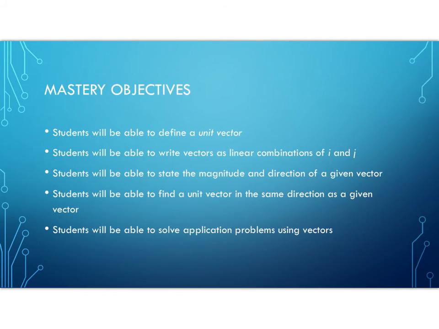So just as a wrap up, at this point you need to be able to tell me what a unit vector is. You need to be able to know what I'm asking for if I ask you to write a vector as a linear combination of i and j. You need to be able to state the magnitude and direction of a given vector, and then go the other way with it. If I give you magnitude and direction, you need to be able to give me the components, or the linear combination of the vector. And then you need to be able to find a unit vector in the same direction.